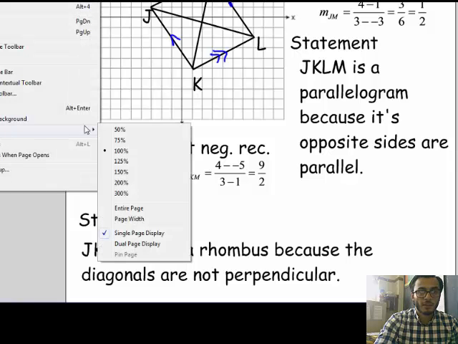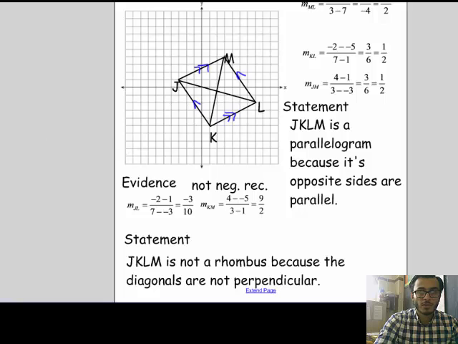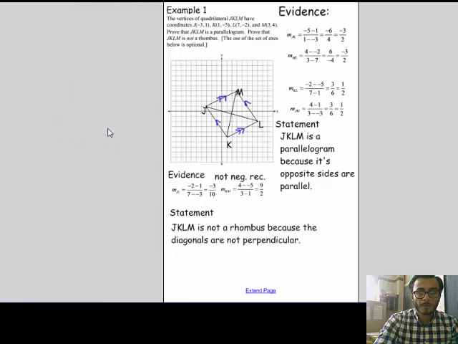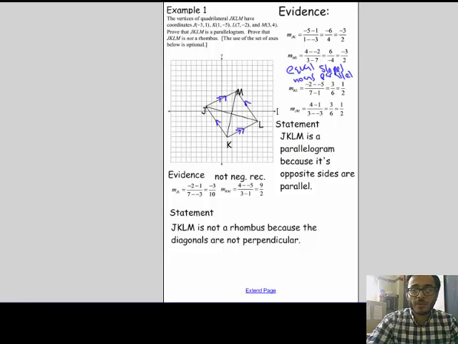Let me see if I could just fit this all on one page. Maybe zoom out a little bit more. All right, so first we had to prove it's a parallelogram, and we did that by showing that the opposite sides are parallel. Right? If the slopes are equal, the lines are parallel, right? Equal slopes means parallel.